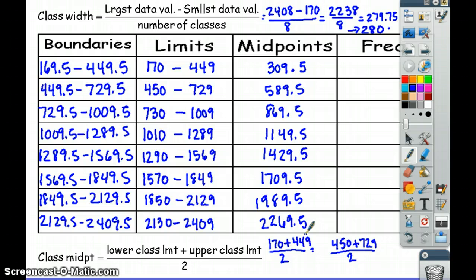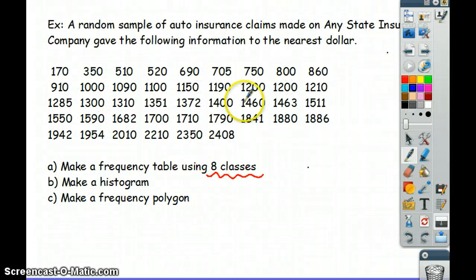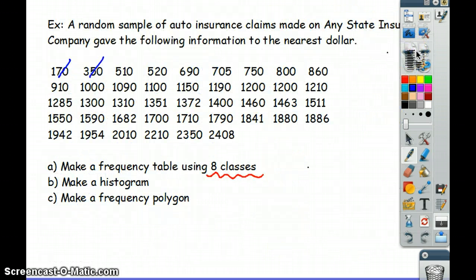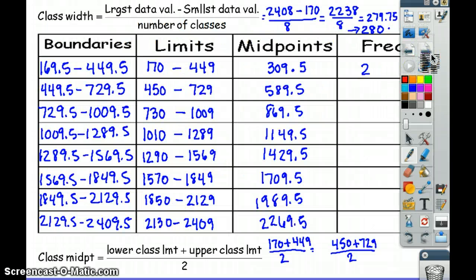The last part of my histogram is finding the frequency, and this is a really important part because this tells me how high the bars have to be. So I want to count how many data points are between 170 and 449. So let's go back here. 1, 2, that's all. So that has a frequency of 2. Now I want to count how many are between 450 and 729. So I go back and I count 1, 2, 3, and 4. And I would continue this process until I filled in my entire frequency column of my table. This would end up being 5, 8, 9, 6, 5, and 3.